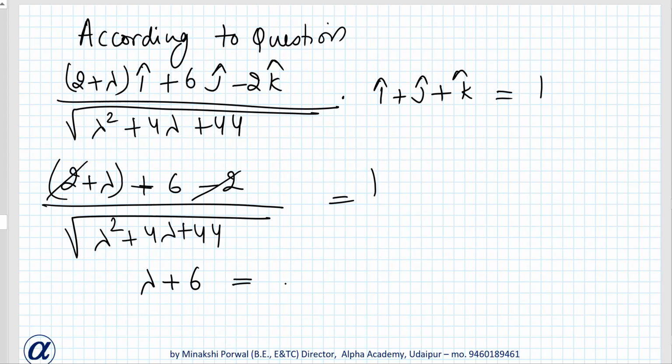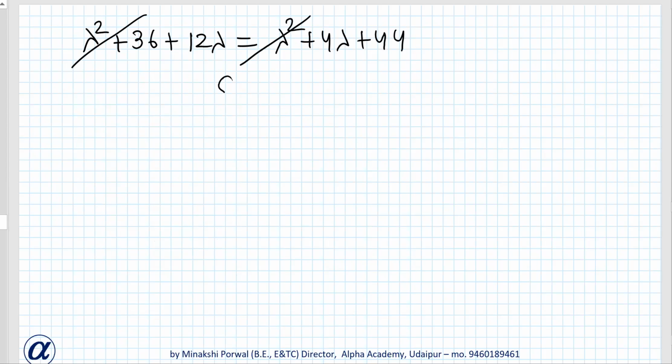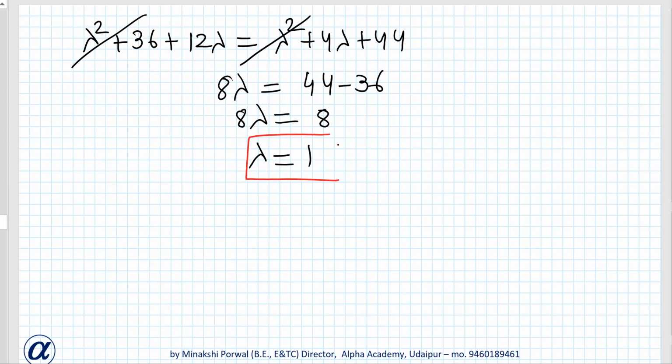Lambda plus 6 is equal to under root of lambda square plus 4 lambda plus 44. Squaring both sides, lambda plus 6 the whole square equals lambda square plus 4 lambda plus 44. Lambda plus 6 the whole square means a square plus b square plus 2ab, equal to lambda square plus 4 lambda plus 44. Lambda square and lambda square cancel. 8 lambda equals 44 minus 36, that is equal to 8. So lambda equals 1. This is the answer.